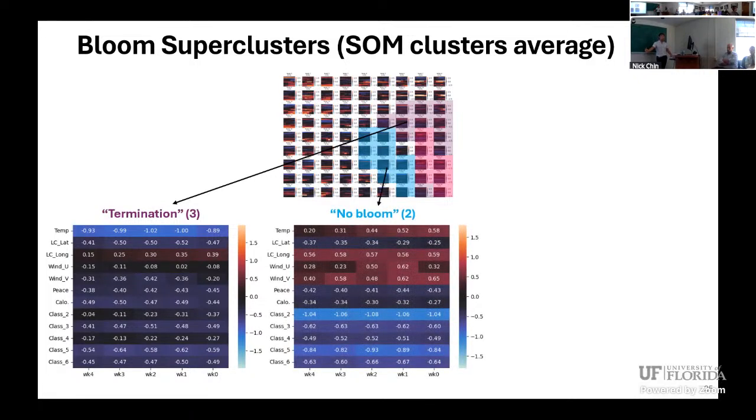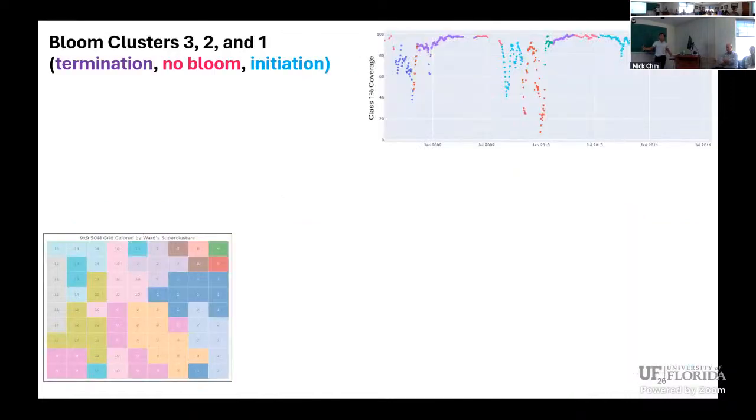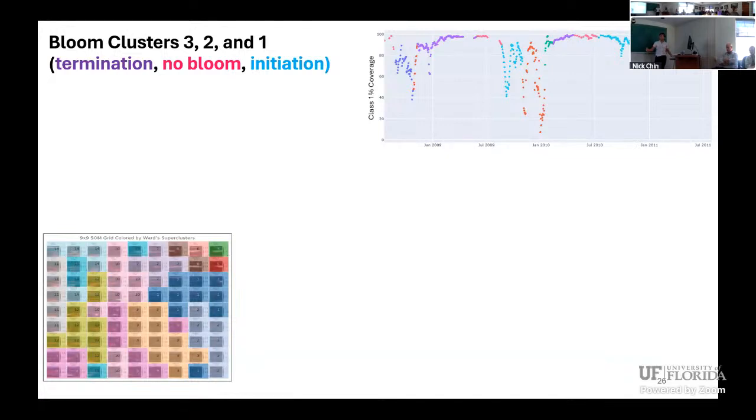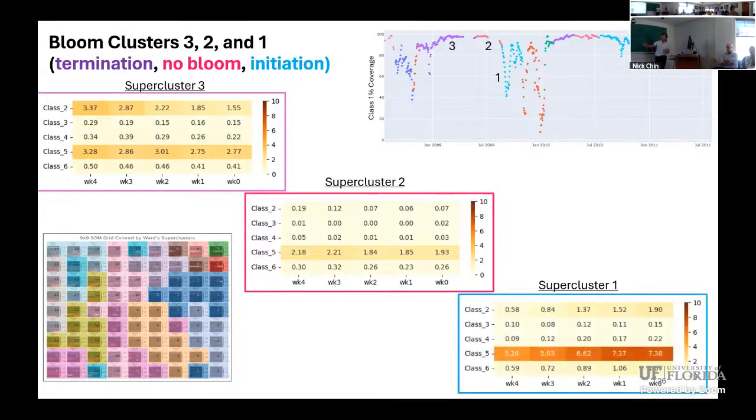No bloom, that's what that one looked like. And again, these are all standardized values. And this is initiation. Very hard to interpret right now, they're still standardized. So when we unstandardize those values, or those aggregates of these 3 phases we're looking at, we end up with these heat maps here. Okay, so supercluster 3 was those days where I labeled as termination of these blooms.